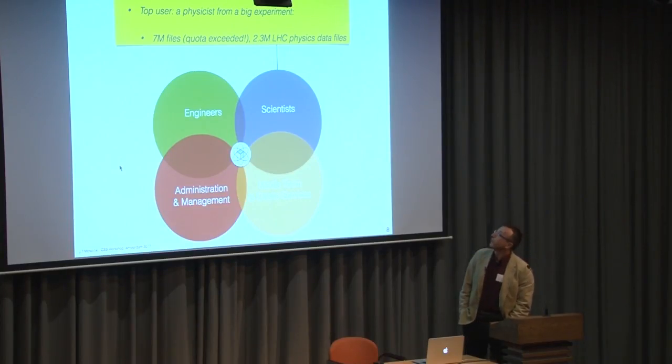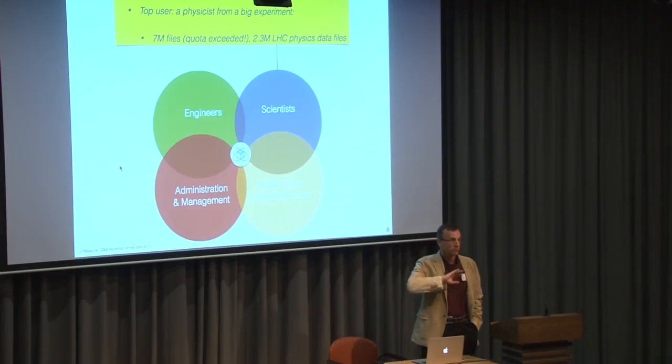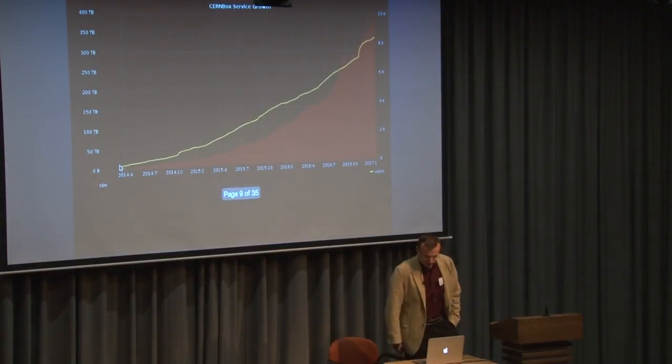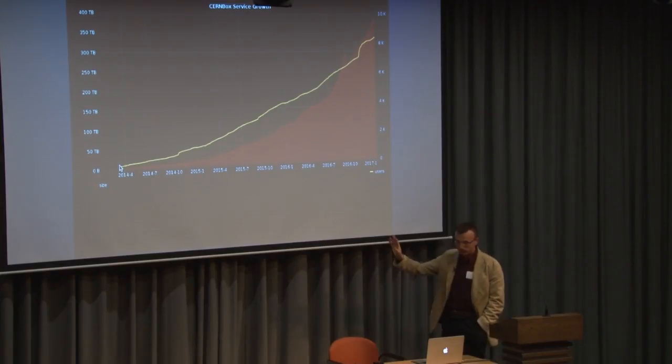That includes 2.3 million LHC physics data files. Okay, so this is really the kind of usage that pushes our system, and we have to somehow adapt to it. So the second factor is the growth of the service, and here I just pick two metrics.